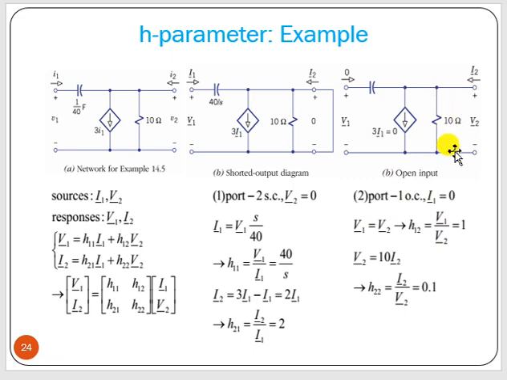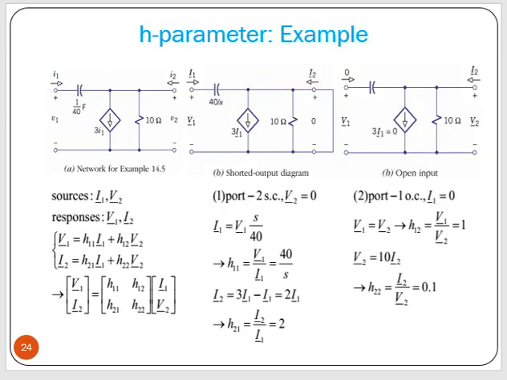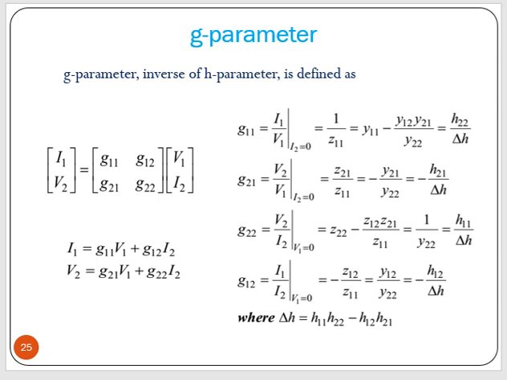Now V2 is equal to what? Nothing but 10 into I2. Okay. V2 equal to 10 into I2. Drop across the resistance. So I2 by V2 is the H22. So I2 by V2 is nothing but 1 by 10, that is 0.1. So this is how we can solve it. So always try to remember the point that how we are making the other port short circuited or open circuited. According to that, you have to calculate.